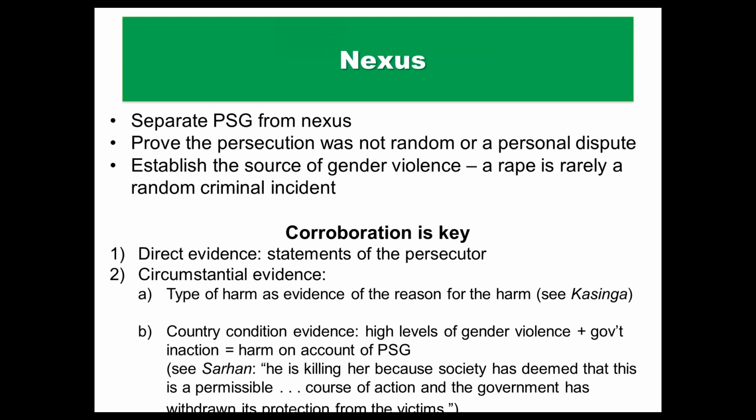So then moving on to nexus, what's really critical in gender-based claims is to establish that the persecution was not random, was not a personal dispute. So despite the fact that it's becoming much more understood and accepted that rape and sexual assault are not acts of sexual desire or because someone is attracted to someone, they're acts of control, we still see comments from adjudicators that the gang member was only interested in her because he was attracted to her, or he was only threatening her and stalking her because he loved her.